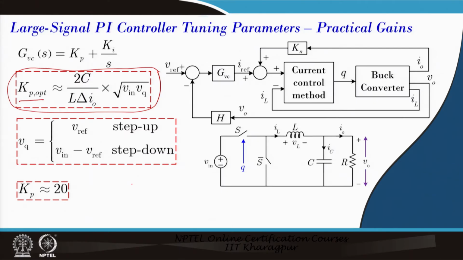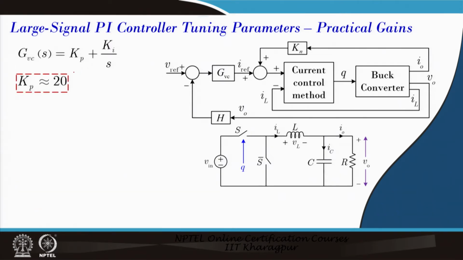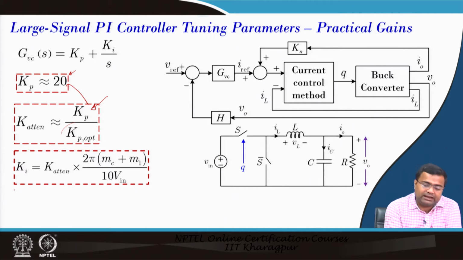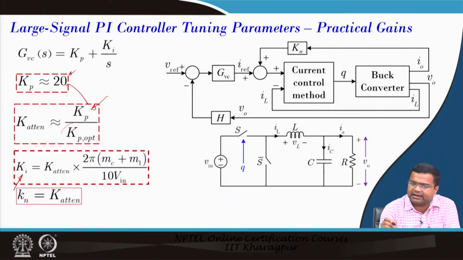We have discussed that Kp is 20, the upper limit. By taking Kp as 20, we have to find the attenuation factor. We have to attenuate Kp, which is given as 20, relative to the optimal gain that we have computed. We take the ratio and then we get the attenuation factor. Then the integral gain has to be attenuated by the same quantity, and also this Kn. Where is Kn? This Kn, and here also we are talking about Kn, that means the current loop gain.